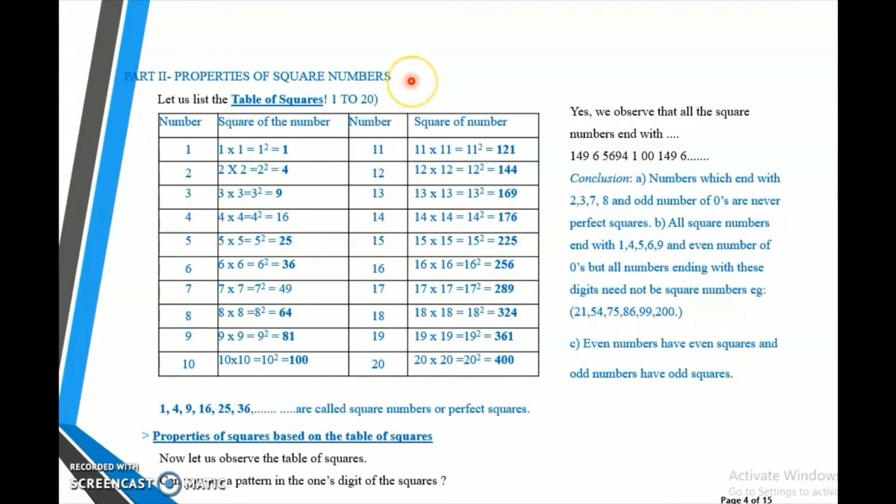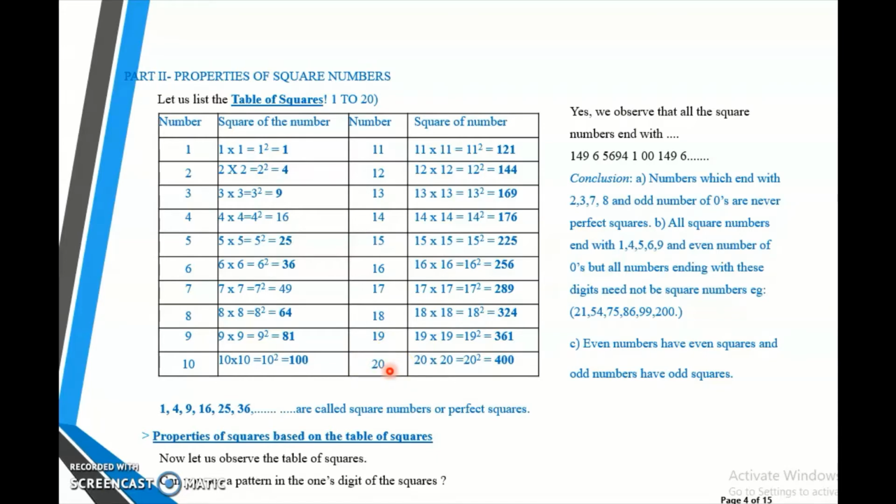Now let's go further and find the table of squares, a very interesting table. Let's start from 1. 1 into 1 is 1 square, so it is equal to 1. 2 into 2 is 2 square, equal to 4. 3 into 3 is 3 square, that is 9. 4 into 4 is 4 square, that's 16, and so on. 1, 4, 9, 16, 25, 36 are all called square numbers. I would prefer that you study this table of squares at least up to 20 square. It is a very useful table, just like your multiplication tables.